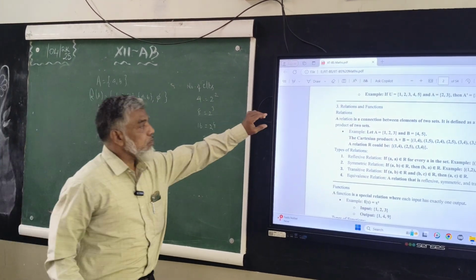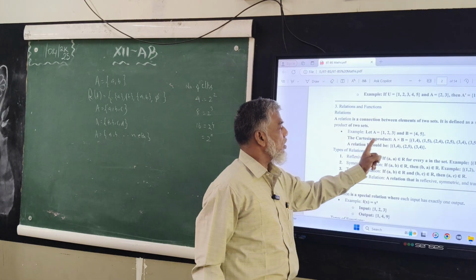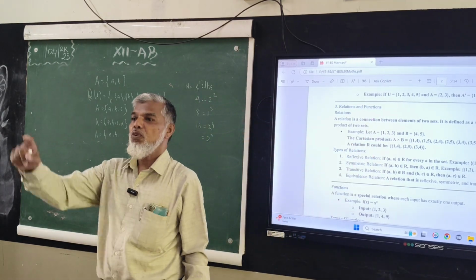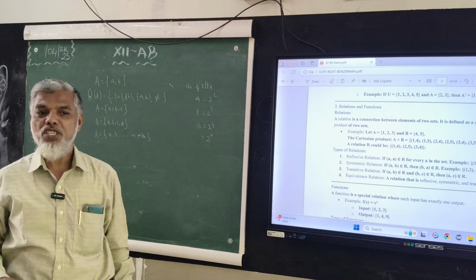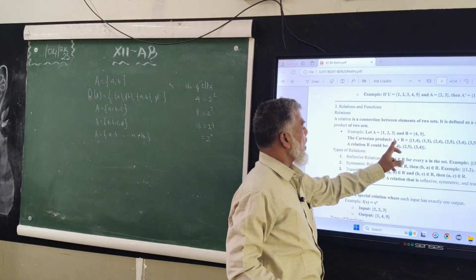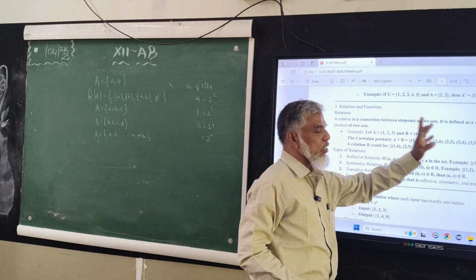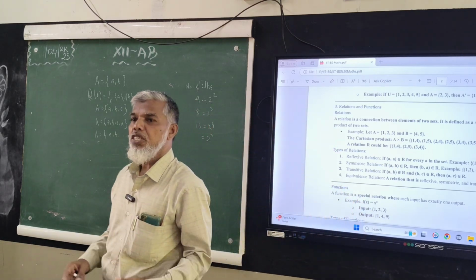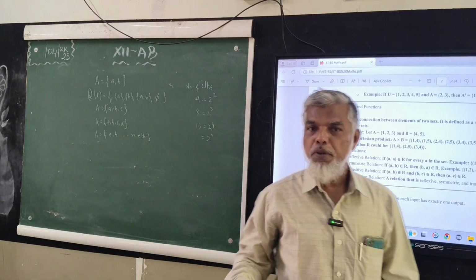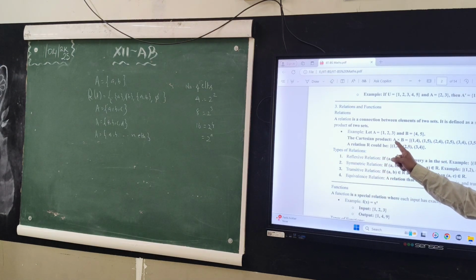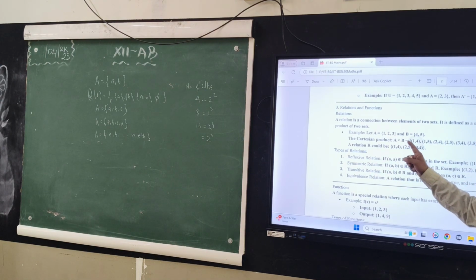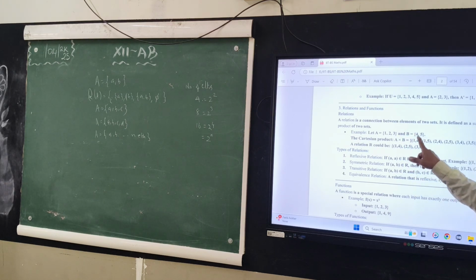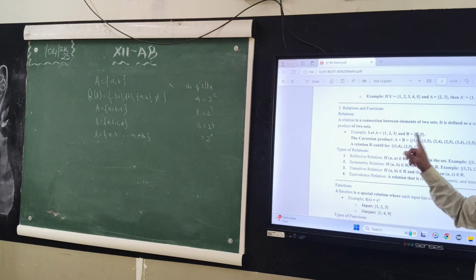Before going to relations and functions, first let us define the Cartesian product. Last row, are you able to see the Cartesian product? The Cartesian product is A cross B, where A has 1, 2, 3 and B has 2 elements, 4, 5. Then what are the Cartesian elements? One element from A, that is 1, and one element from B: (1, 4), (1, 5), (2, 4), (2, 5), (3, 4), (3, 5). So this is the Cartesian product.